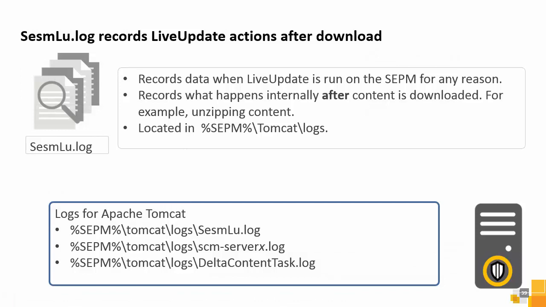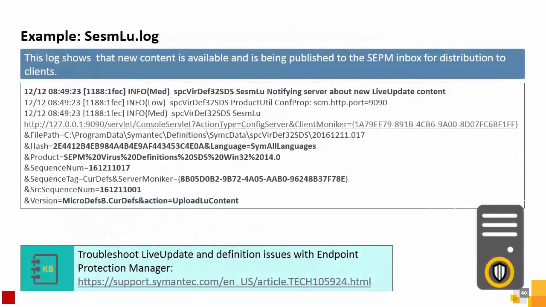The SCSM-LU log records when live update is run on the SEPM for any reason. It records what happens internally after the content is downloaded, for example, unzipping content. The SCSM-LU.log is located in the SEPM Tomcat logs folder. This slide shows that new content is available and is being published to the SEPM inbox for client distribution. For more information on the SCSM-LU log, see the KB article shown on the slide.